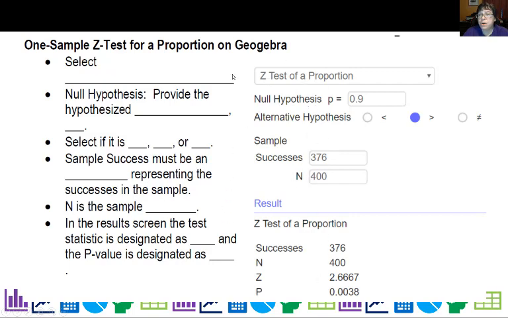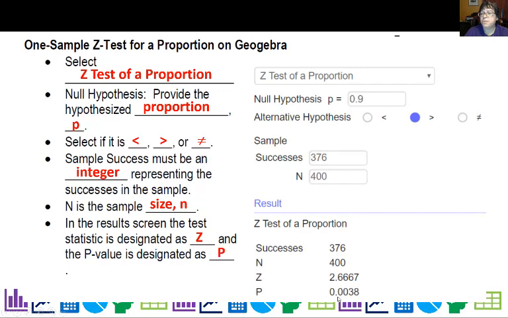Now, GeoGebra also, and I'll have the link on the website, can also do a one sample z-test for a proportion. So if you go to the link, you're going to see a couple of different tests or intervals, because it can actually do a bunch of different tests and intervals for you. Make sure you pick the z-test for a proportion so it matches that. Your null hypothesis, remember to provide the hypothesized proportion P. It's like your P naught, or sometimes we call it K. Then you got to pick what your alternative hypothesis is. Is it less than, greater than, or not equal to? Sample successes must be an integer. So don't try to put in like, oh, I got 94%. No, you need to put in the number of successes, and N is the sample size. Once you finish that, it automatically spits out your test statistic, which is Z, and your p-value, which is denoted as p.